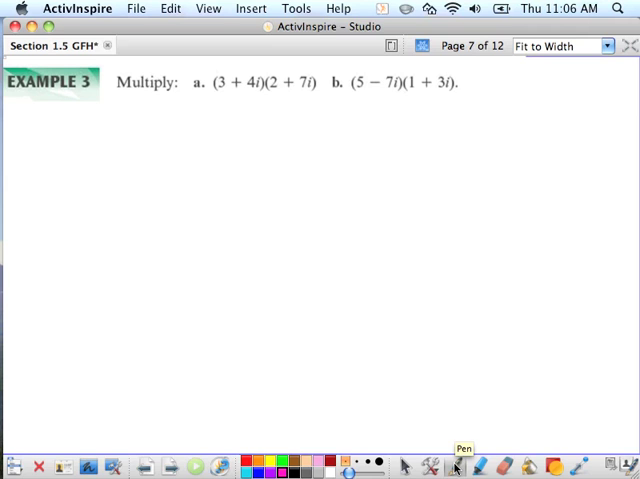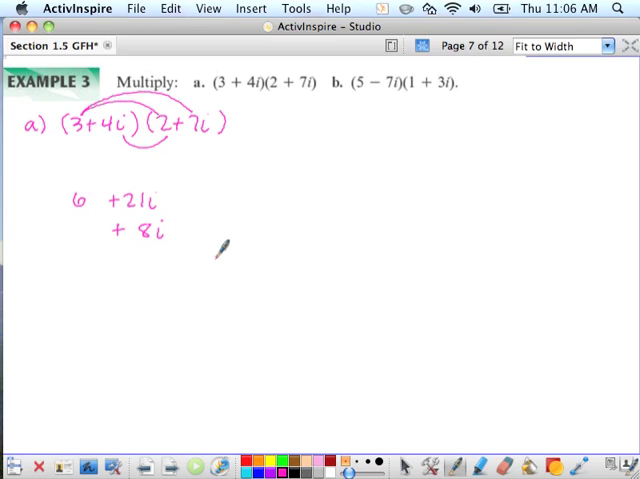So the first one, part A, gives us 3 plus 4i multiplied by 2 plus 7i. And when I distribute that out, I get 3 times 2 is 6. 3 times 7i is positive 21i. 4i times 2 is 8i. And I'm going to write that right under here so that I'll remember to combine the like terms before I'm finished. And finally, 4i times 7i is positive 28i squared. So there's a lot of cleanup that needs to be taken care of here.